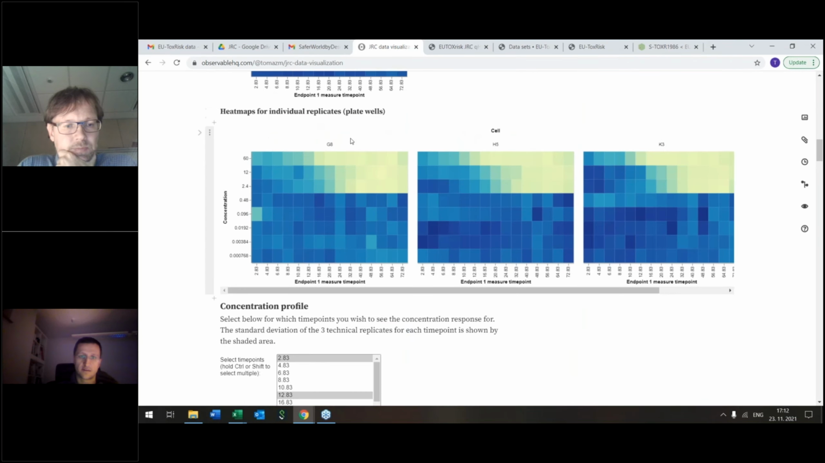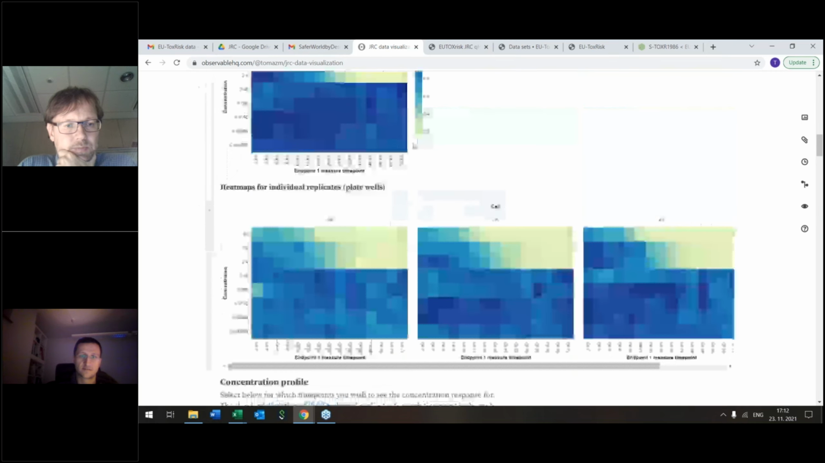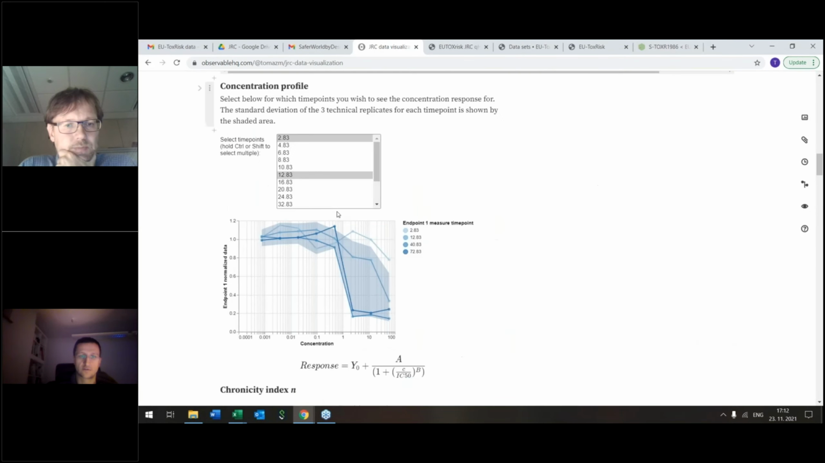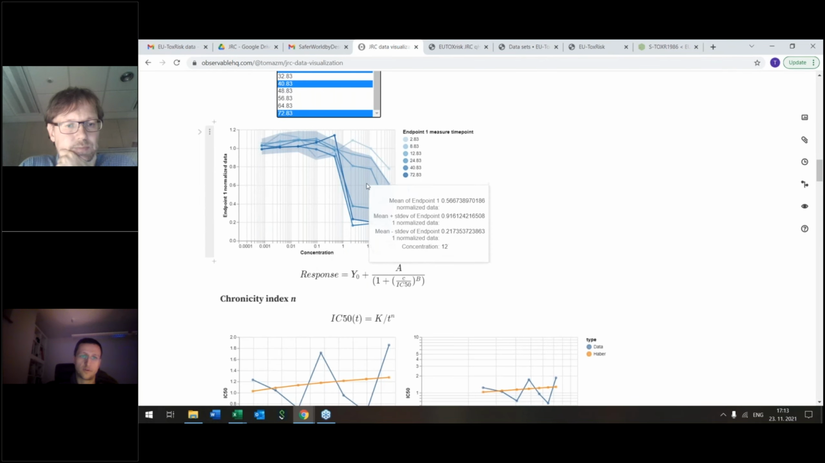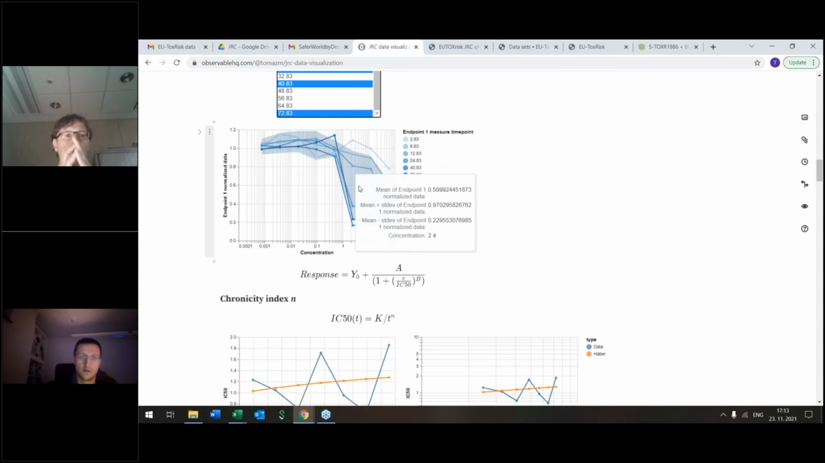And after that, okay, here we see heat maps. We see some interesting patterns, and then we can also make individual dose response relationships for individual time points. For example, we can select time points that we are interested in, and they are immediately displayed. And what we did after that is we also fitted each dose response at a given time point with this Hill equation to get IC50 values.